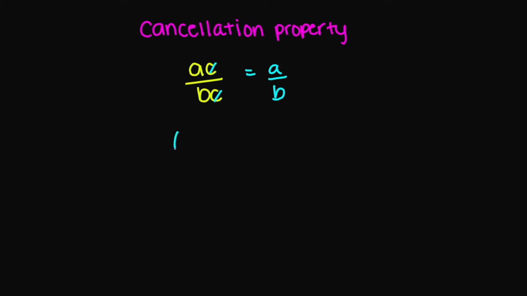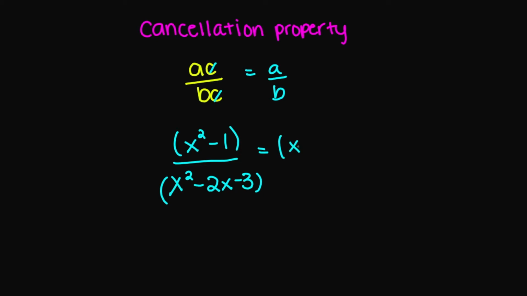So let's plug in some numbers. Let's say we have x squared minus 1 over x squared minus 2x minus 3. If I have to factor my numerator, I'm going to be left with x minus 1 times x plus 1. And then my denominator, I'm going to look for two numbers. When I multiply, that's going to give me a negative 3. Those same two numbers, when I add them, need to give me a negative 2. And that's going to be negative 3 and a positive 1.